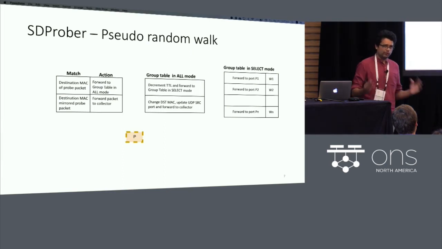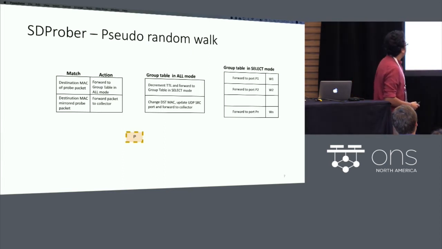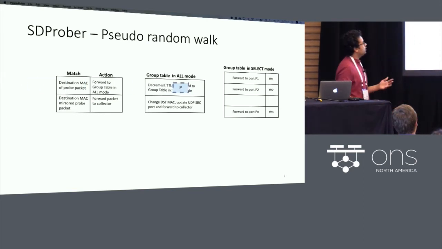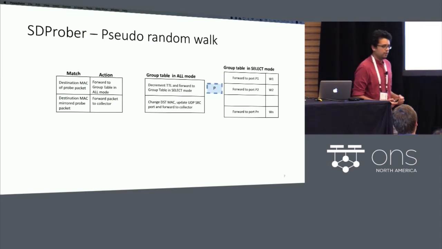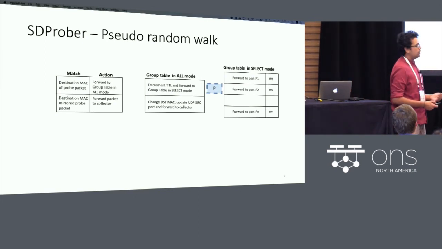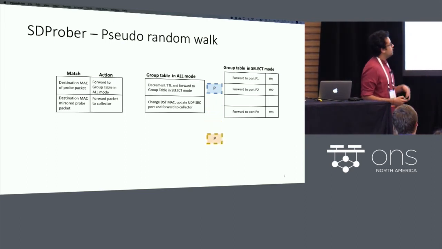Otherwise, there's going to be an explosion of packets in the network. Now, if an actual probe packet comes through the node, it gets forwarded to the group table in all mode, where all the actions in the group table are implemented. So one of the actions is to mirror the probe packet and send it to the collector. And the other action is to forward it to the group table in select mode.